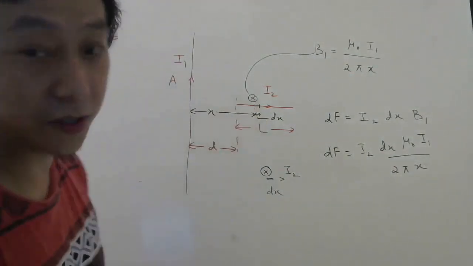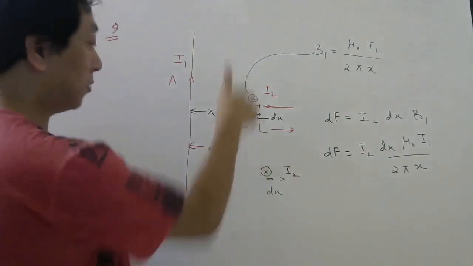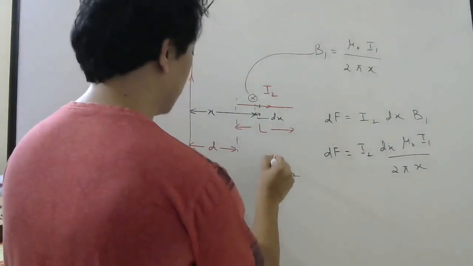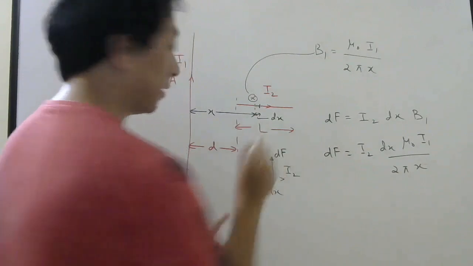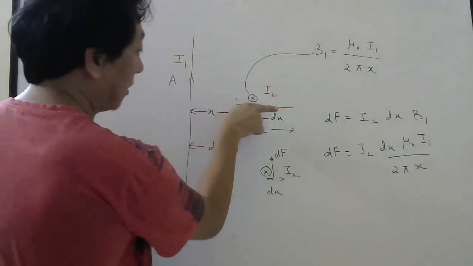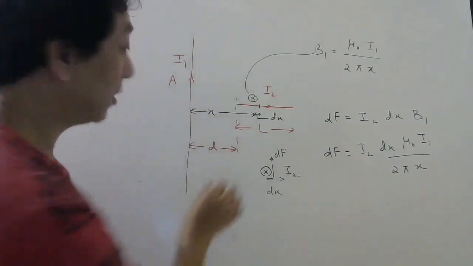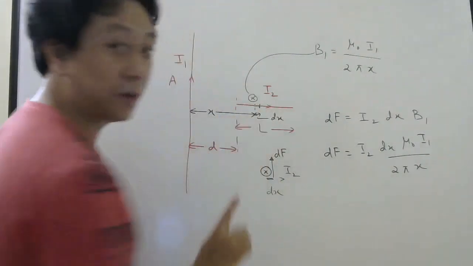Where will be the force? Current is here, magnetic field is in. So L cross B, force will be upward. So force on this will be upward. Yes or no? Okay. What about force on this part? Well, current is here, magnetic field is here due to this. So force will be upward only. So at every part, force will be upward.